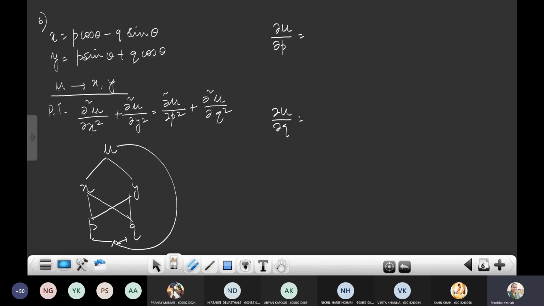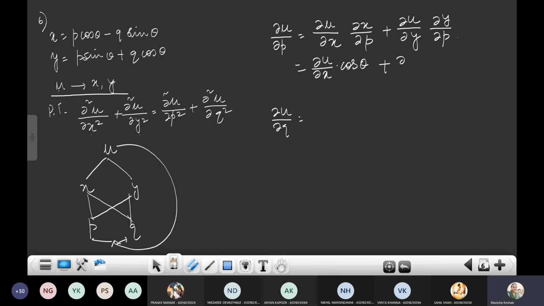Okay, so del u del p now we can find. del u del p will be what? My del u del x, then del x del p, plus del u del y, and then y with respect to p. So del u del x हमें पता नहीं है, so let me write as del u del x. Now what is del x del p? So del x del p is cos theta, plus del u del y, and then y with respect to p, that is sin theta.